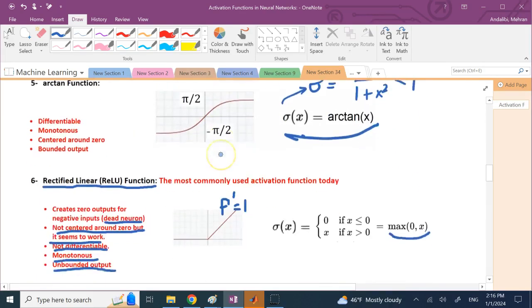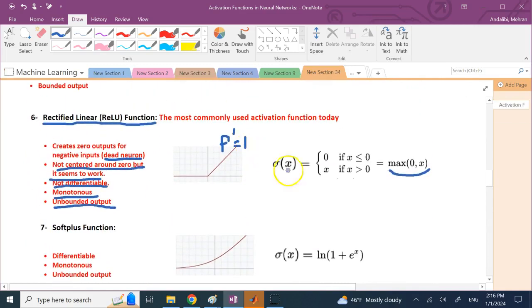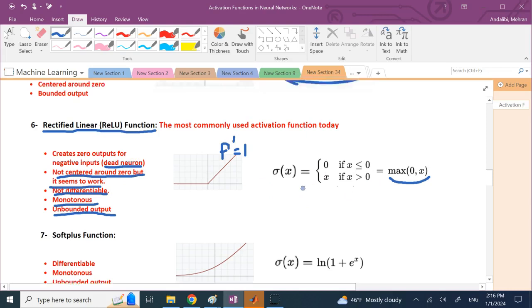Okay, so this is this function, and it has been used very, very widely in lots of different networks, and it seems to be fine actually and working very well in many applications.